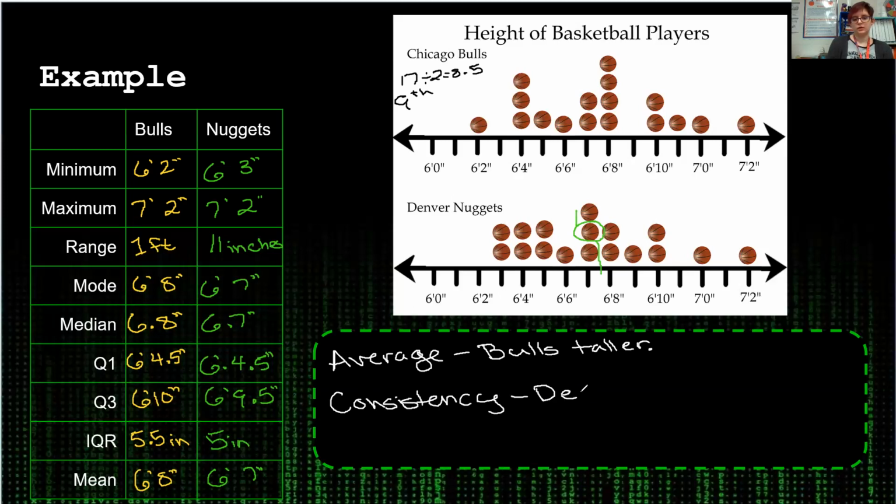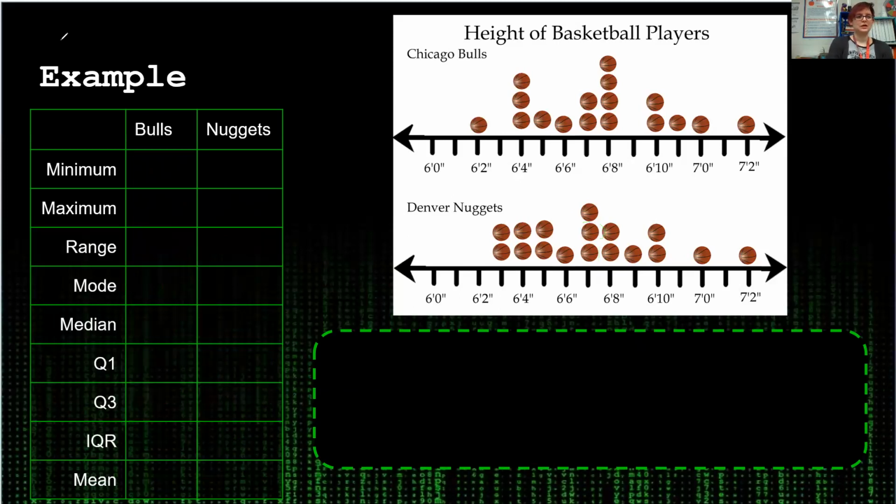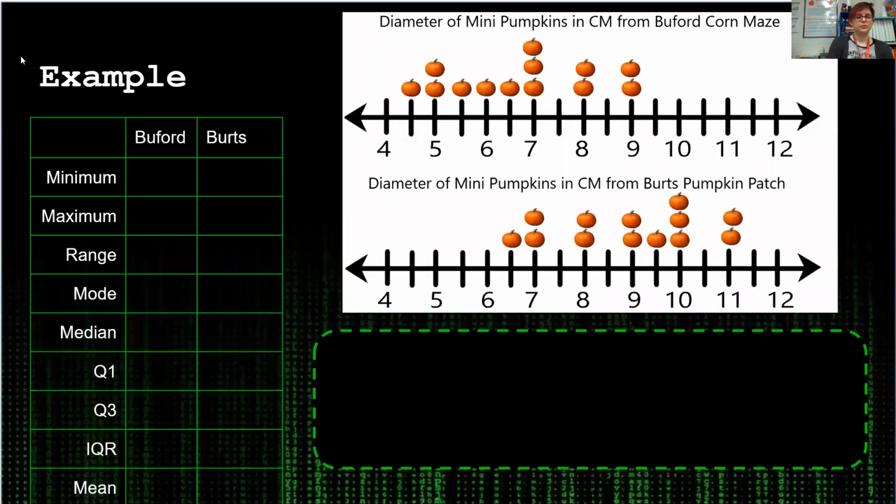the Denver Nuggets is more consistent. The Bulls just are slightly more variable in height. There's many other inferences you can make. Drop a few in the chat if you find some different than me. Okay, let's look at one more example.